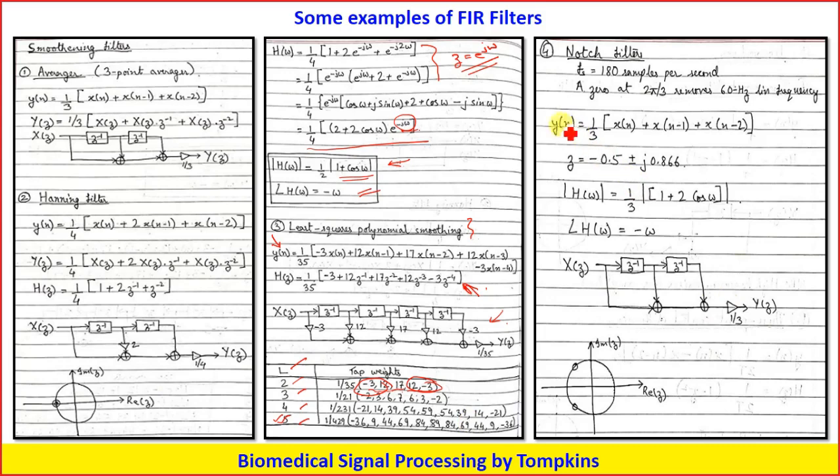So if I tell you to write a short note on the least squares polynomial smoothing filter, then you have to initiate with this one, and then you have to discuss the other types of filters also. Okay. However, if I say talk about the smoothing filters, then you have to talk about the averager, Hanning filter, and least squares polynomial smoothing filter. Okay. So these are the 3 types of smoothing filters.